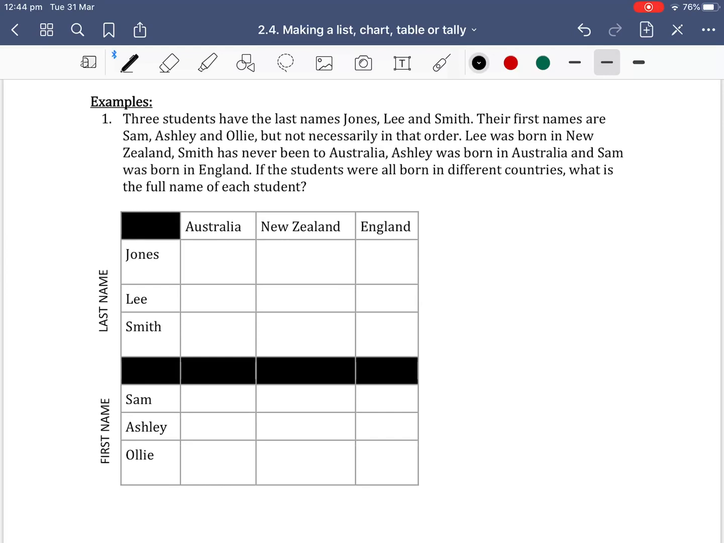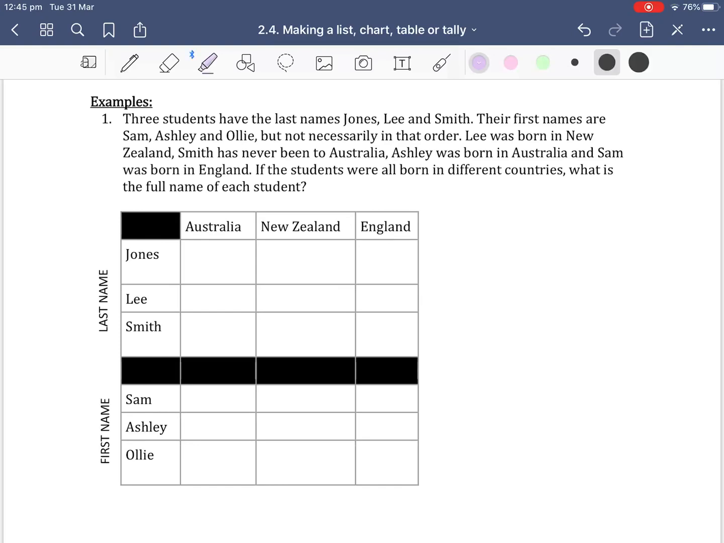So what we have in this example is some information, and we're going to draw up a table so that we can eliminate as many possibilities as we can. And we hope that what is left will be the answer. So I have created 4 columns and left the first column blank, then the second column is Australia, third column is New Zealand, and the fourth column is England. Then for my rows, I have my last names, Jones, Lee, and Smith, and then for my first names, I have Sam, Ashley, and Ollie.